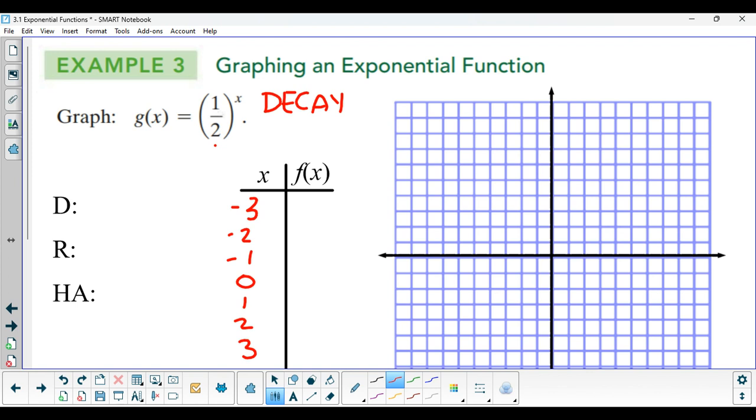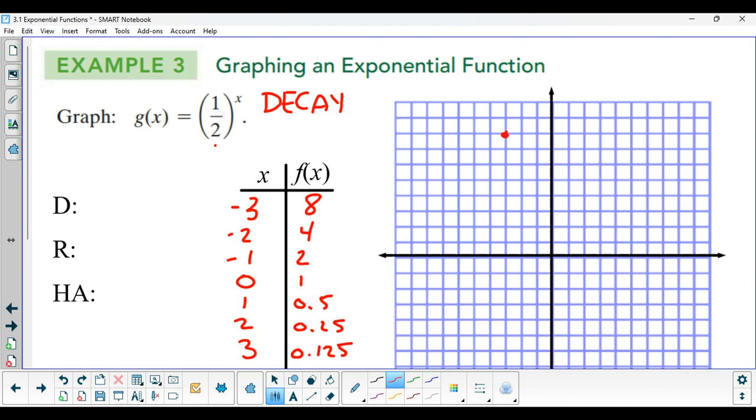As we start to throw these numbers in, once again, using your graphing calculator could be really helpful. Take 1/2 to the -3 power. That's actually going to come out to a positive 8. When you do it to the -2 power, that comes out to a 4, 2, 1, 0.5, 0.25, 0.125. We got those all from our graphing calculator or by just plugging each number in for x individually.